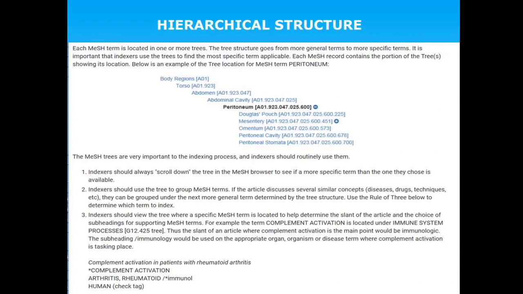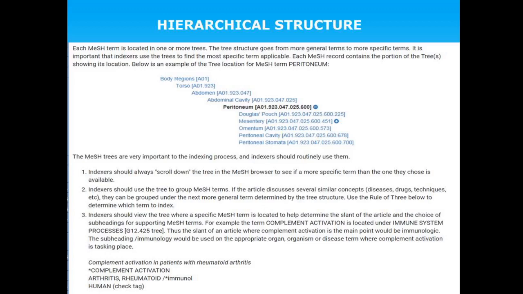The slant of an article where complement activation is the main point would be immunologic. The subheading immunology will be used as an appropriate organ, organism or disease where the term complement activation is taking place. So this is how you have to view the tree to identify the specific MeSH term, in order to determine the slant of an article and the choice of subheadings.